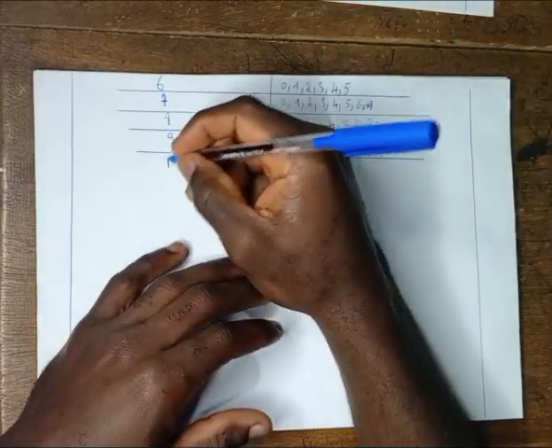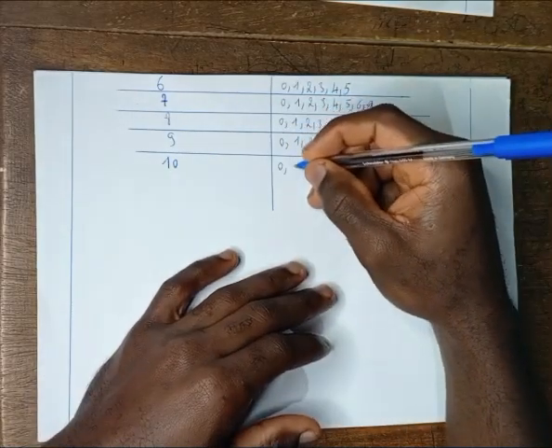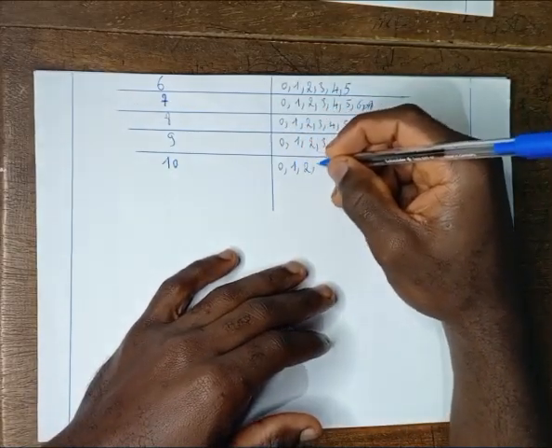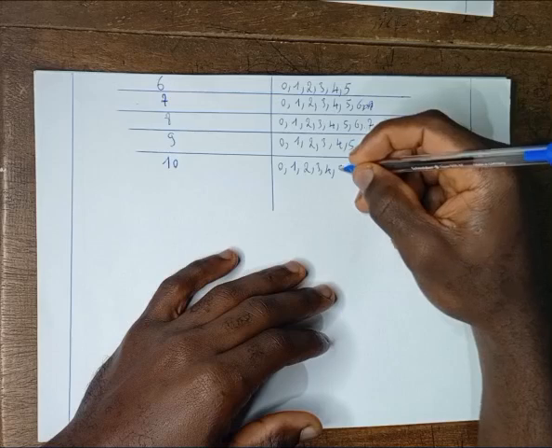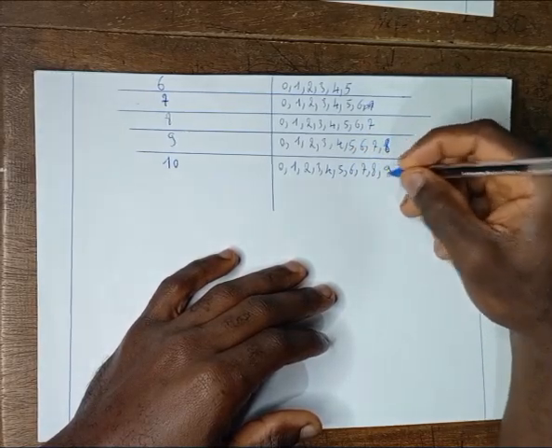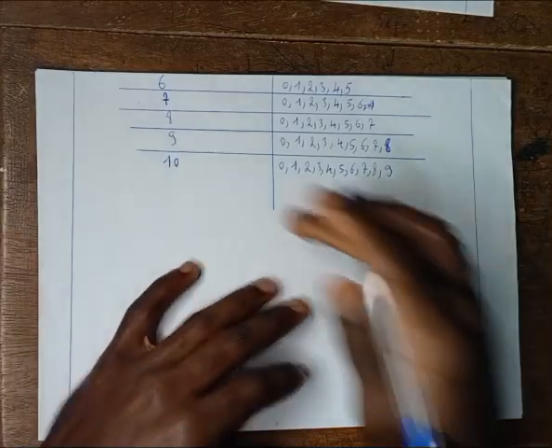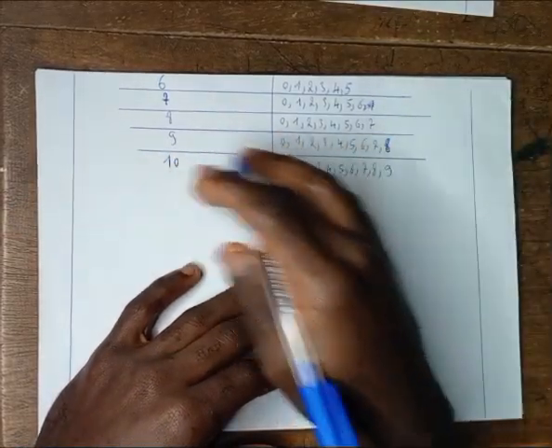And base 10, we make use of the following digits 0, 1, 2, 3, 4, 5, 6, 7, 8, and lastly 9. Remember, the Hindu-Arabic numeral system we treated is built in base 10.